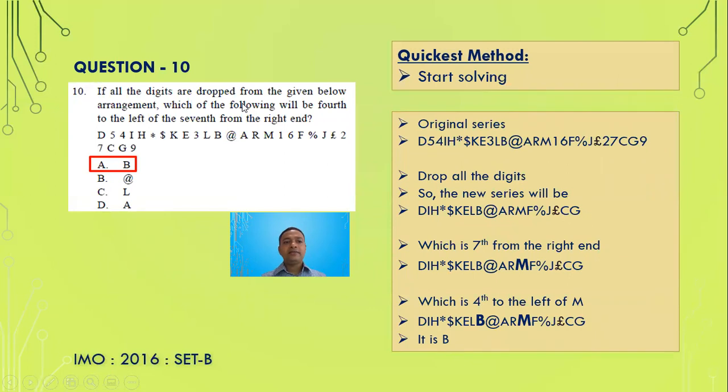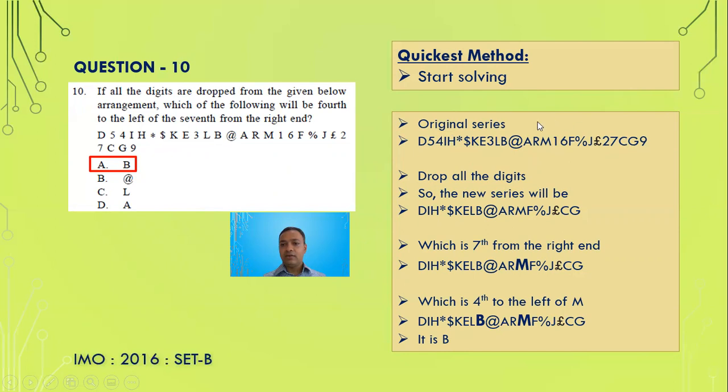If all the digits are dropped from the arrangement series given below, which of the following will be the 4th to the left of the 7th from the right hand? Okay, you have to read this question very carefully. But let's dissect this. So we will first have the original series. We will drop all the digits. So we'll basically delete all the digits. So we'll delete 5, 4, 3, 1, 6, 2, 7, 9.